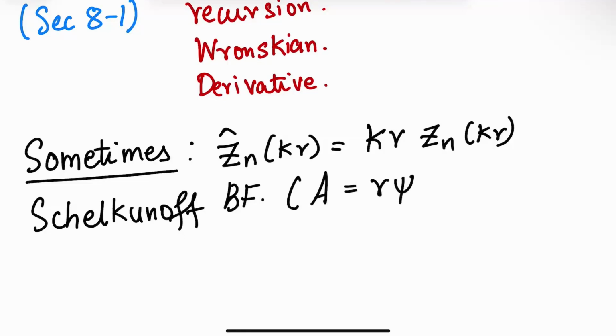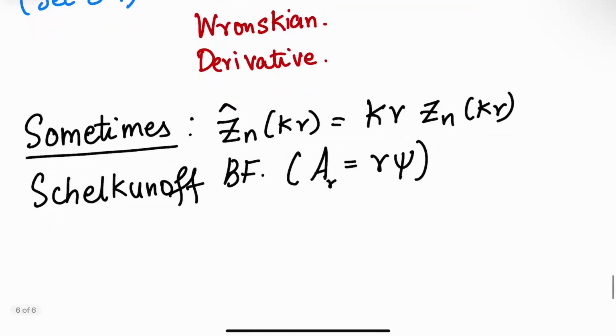The reason why we sometimes prefer that is because we know that A_r is equal to r psi, right? And the Bessel functions we saw are solutions when this is in the wave equation. But if we want to express A in terms of some kind of Bessel function, the Schelkunoff is a better way because it also has this r factor in front of it. So this is related to this, and this is related to this. So basically, when we want to deal with this vector potential A, we'll use the Schelkunoff Bessel functions. I'm just mentioning it.